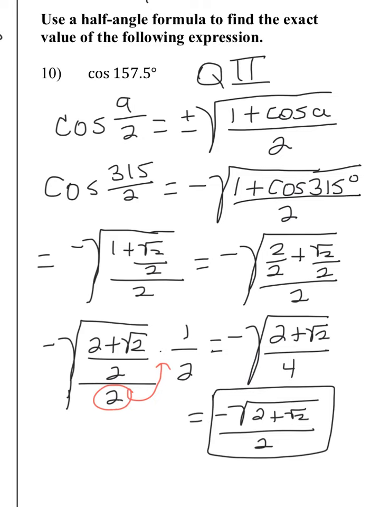In order to simplify this, we need to multiply by the reciprocal. So this is actually 2 over 1, and we flip that over and turn it into 1/2. We multiply this fraction times 1/2, and we get negative radical 2 plus root 2 over 4, because 2 times 2 is 4. The very last thing we need to simplify is the square root of 4. So we have negative square root of 2 plus root 2, which is what's inside the numerator, over the square root of 4, which is 2. And that is our final answer.